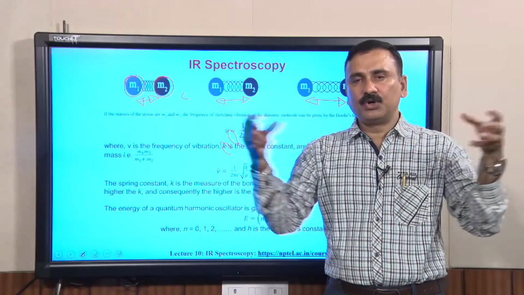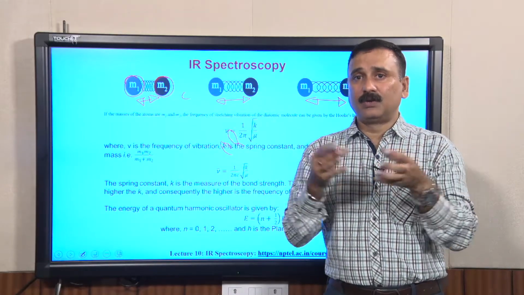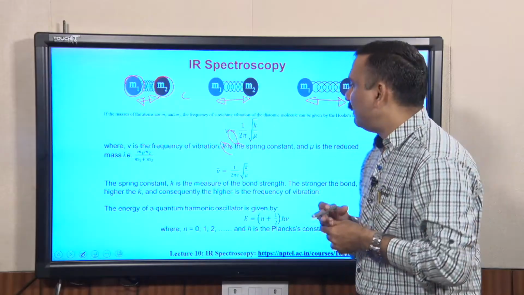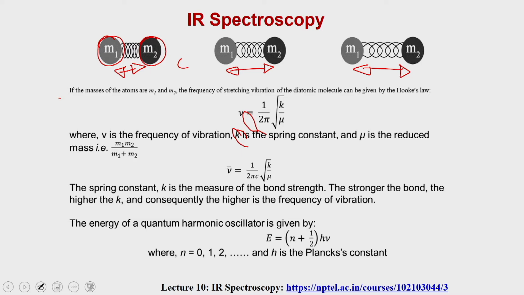Because of this motion, there is going to be some vibrational energy associated with this movement. If you would like to calculate it, for the masses of the two atoms M1 and M2, the frequency of the stretching vibrations can be calculated with the help of Hooke's law.